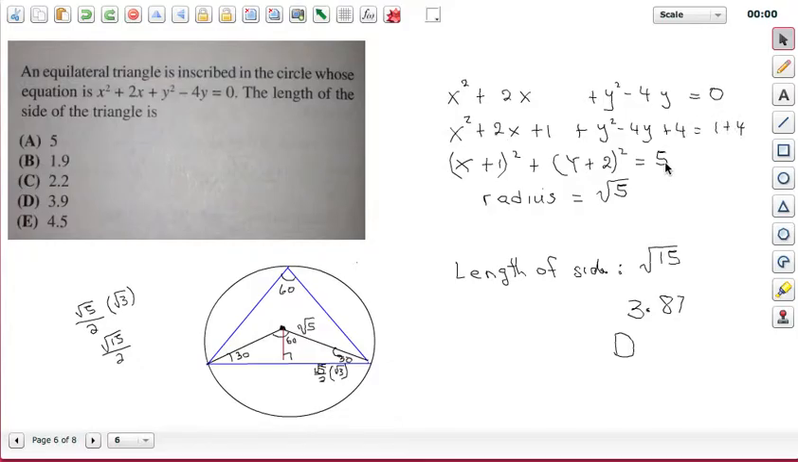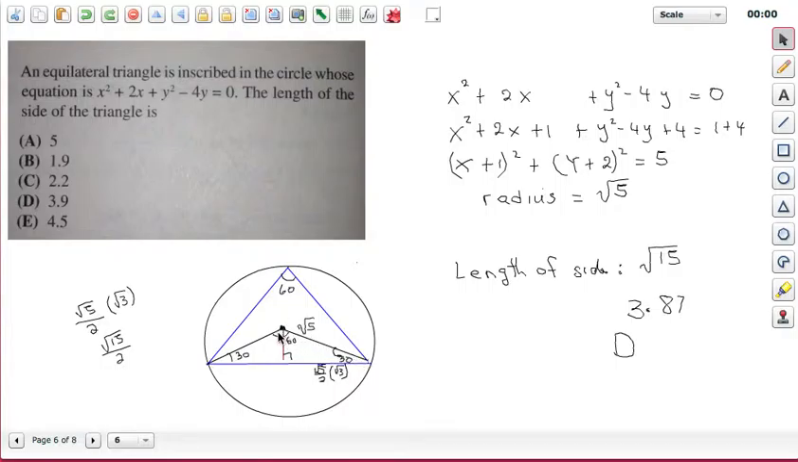Perfect square trinomial, factoring that gives me x plus 1 squared. Perfect square trinomial, factoring that gives me y plus 2 squared. And I know that my center, h, k, is -1, -2. But I'm only interested in the radius. So the radius is √5. So the length of this value here from the center to the corner is √5.